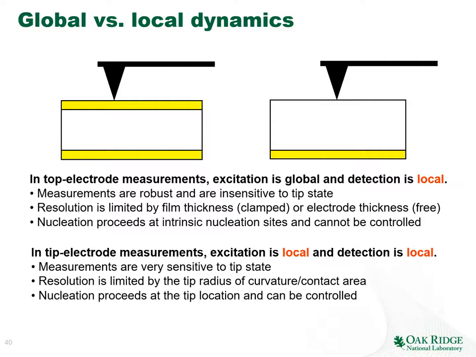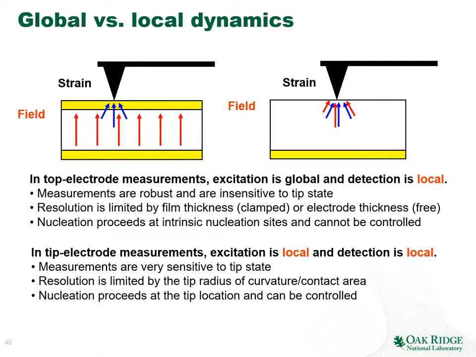Now, at the end of this lecture, let me briefly mention the difference between the global and local dynamics. As you learned in the introductory lecture, we have two basic setups for PFM: the top electrode, where we have a bottom electrode, a top electrode and the tip, and the tip electrode, where the tip serves both as the sensor and the detector. In the top electrode setup, the measurements are very robust and are insensitive to the tip state. So we apply bias, we switch polarization everywhere, but the tip detects the strain locally. So the resolution is limited by the film thickness or electrode thickness, but the nucleation happens where it wants to.